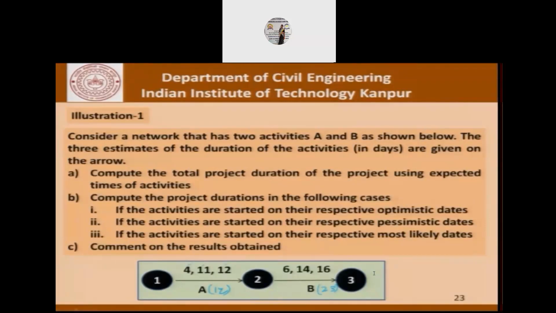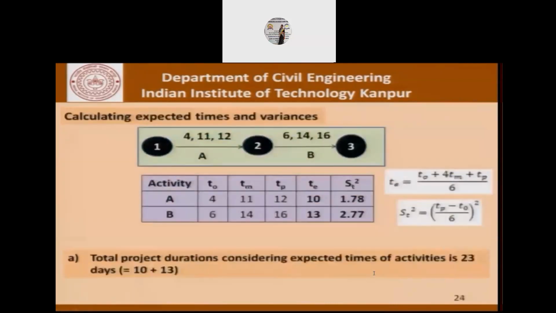So what we are required to do is to compute the total project duration using the concept of expected times of activities as we have defined earlier, and compute the project durations in the following cases. If the activities are started on their respective optimistic dates, pessimistic dates, and the most likely dates. And then of course we can discuss those results a little bit. So working out the TE and the standard deviations, we find that for activities A and B, we convert this information to this table here.